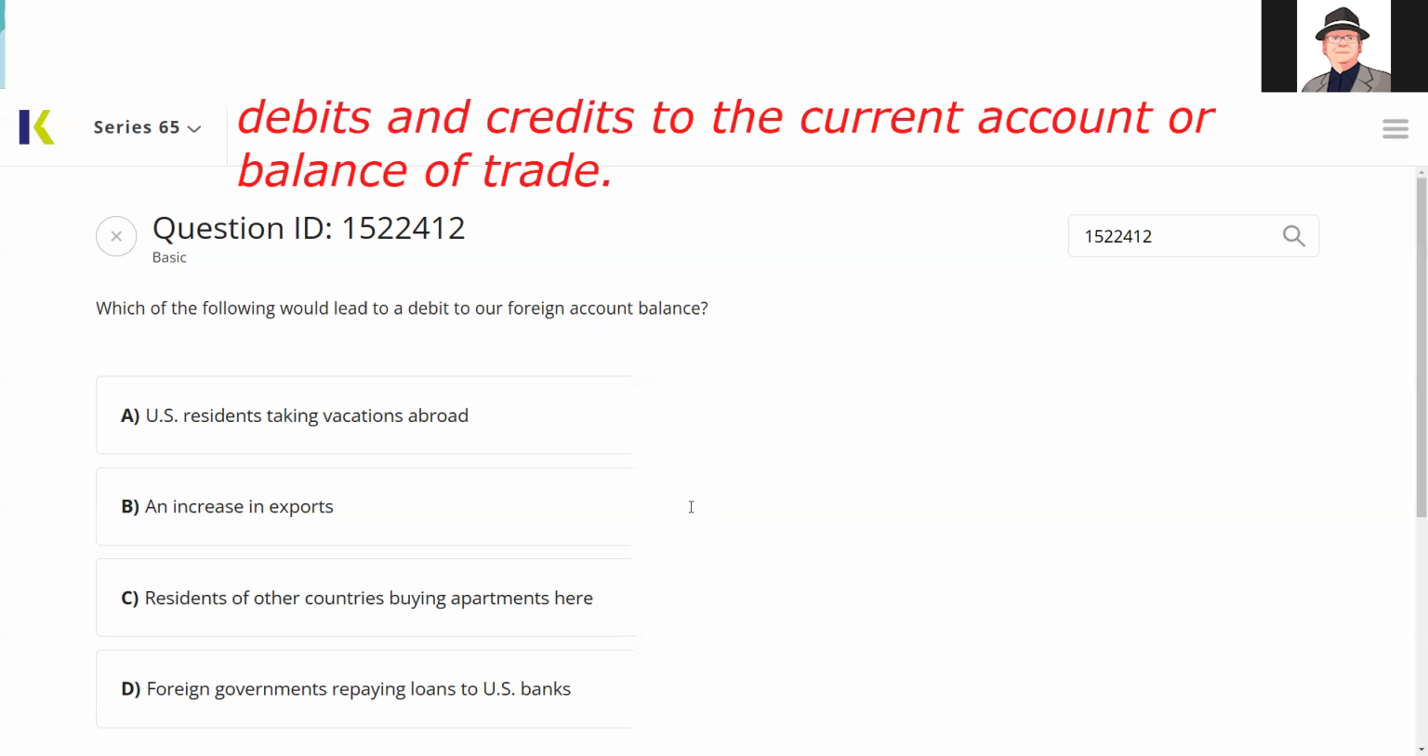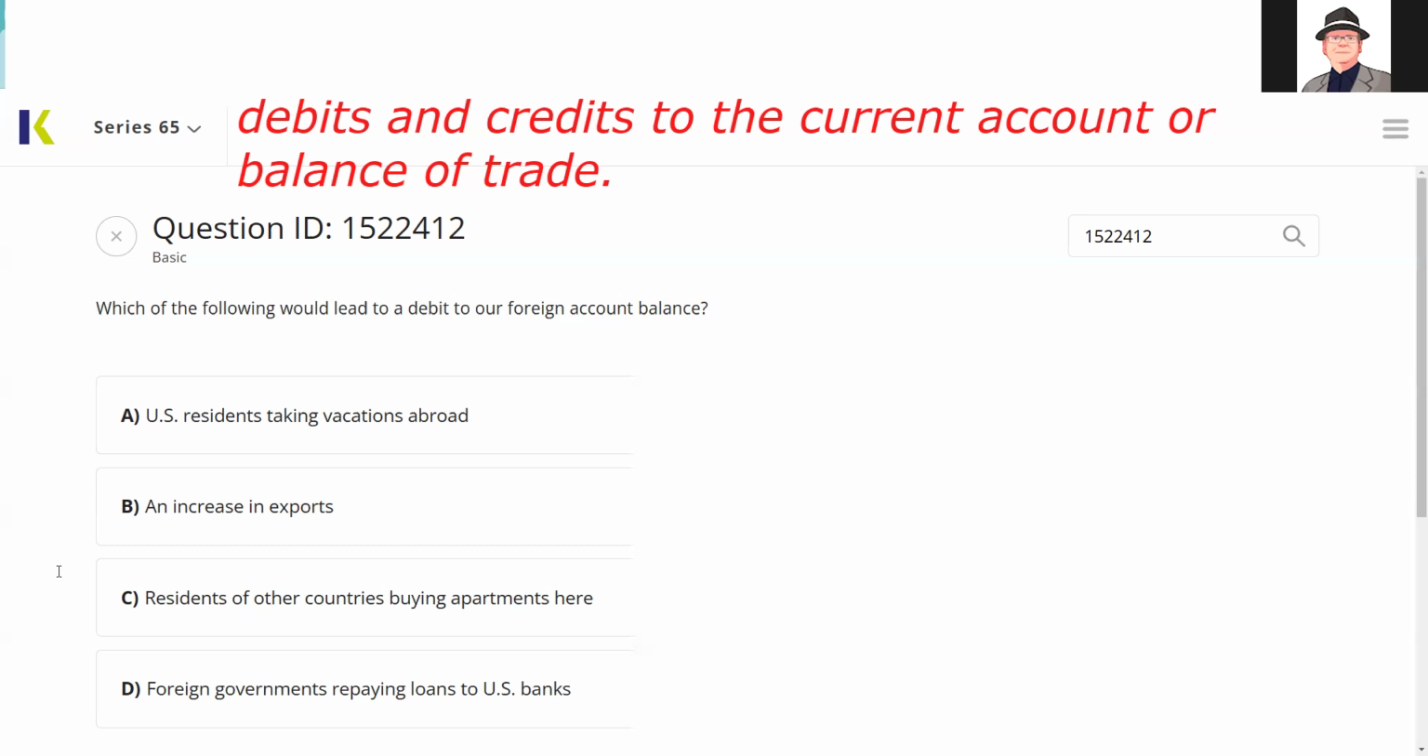Which of the following would lead to a debit or an increase in the deficit of a balance of trade to our foreign account balance? That foreign account balance, again, current account. I wouldn't worry about the current account part of it, but you could get debit or credit to the balance of trade or debit or credit to the foreign account balance. Let's do this one from the bottom up. Some people like to look at the answer set from the bottom up rather than top down so they don't miss anything. We'll take this one bottom up just to mix it up a little bit.